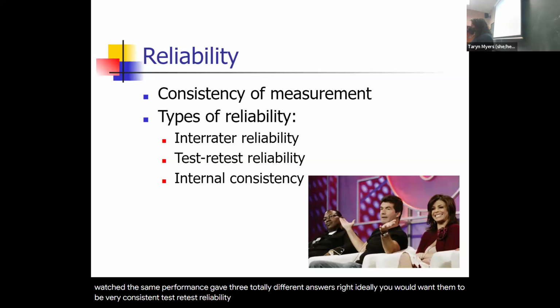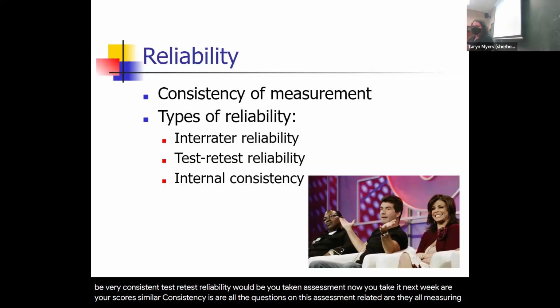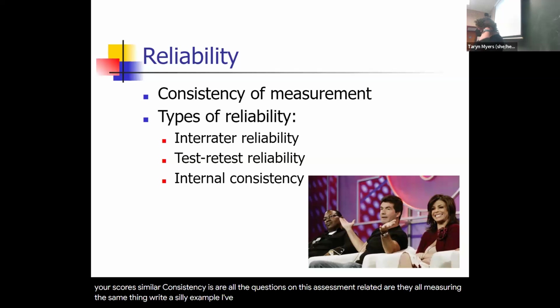Retest reliability would be, you take an assessment now, you take it next week. Are your scores similar? Internal consistency is, are all the questions on this assessment related? Are they all measuring the same thing? Right? A silly example I've given for this in the past is like, we're measuring depression and we're like, do you feel sad? Is it hard to do activities? And then the poor internal consistency would be like, do you like ice cream? Is there a puppy? Right? You want all the questions to actually be about your target.